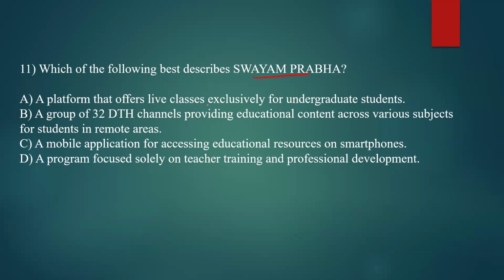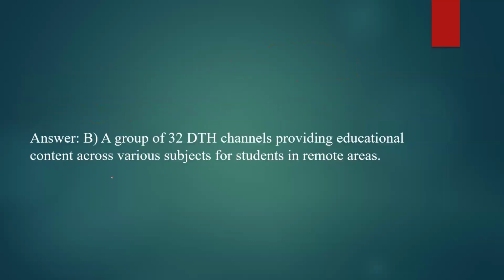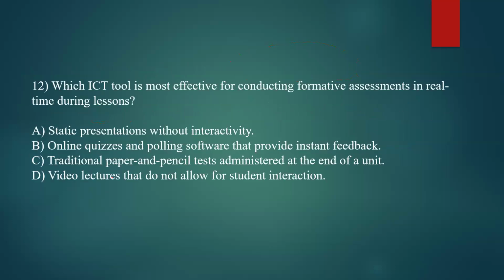We are giving some data over there. So that is a TV channel. Swayam Prabha is a group of TV channels, that is DTH. Okay, 32 DTH channels are there that together are called Swayam Prabha. Swayam Prabha is an important one. It's a new concept. Next one.